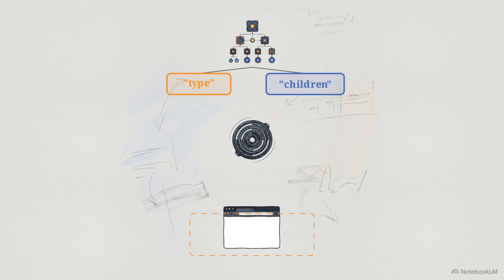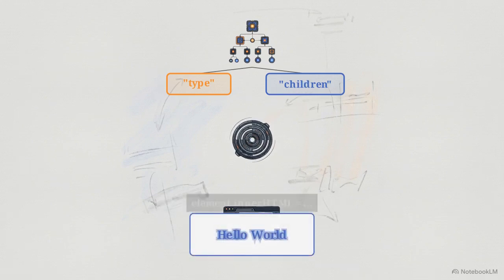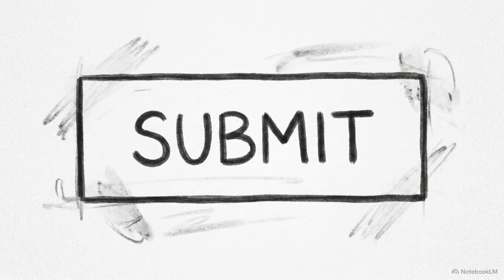The algorithm now needs to populate that hollow container with actual content, so the user has something to read. It targets the children property from the parsed object and injects that string directly into the new node's inner HTML attribute. At this stage, we have an element with text, but it is inert.